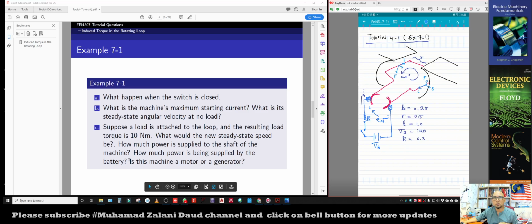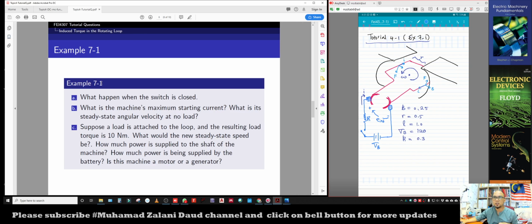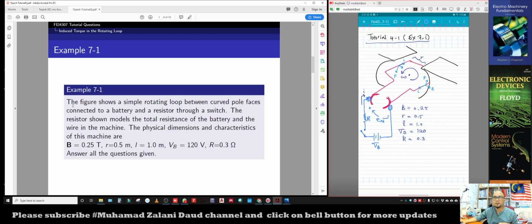This is tutorial 4.1, the first tutorial of topic 4, DC machinery fundamental. We have already finished learning DC machinery fundamental in topic 4. This is the first tutorial where I'm going to talk about how we can solve the problem from example 7.1. Let me read this question first. Example 7-1 represents tutorial 4.1 for this particular session.